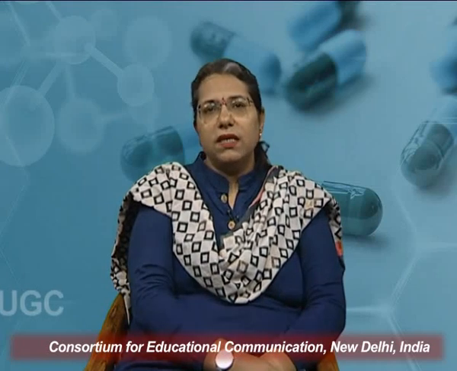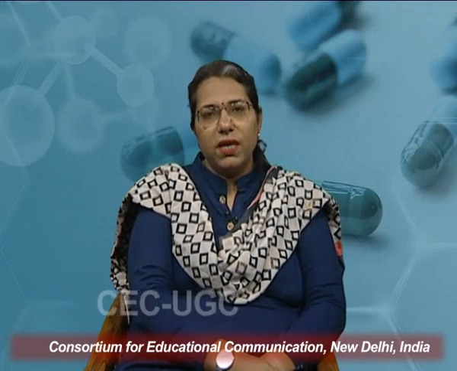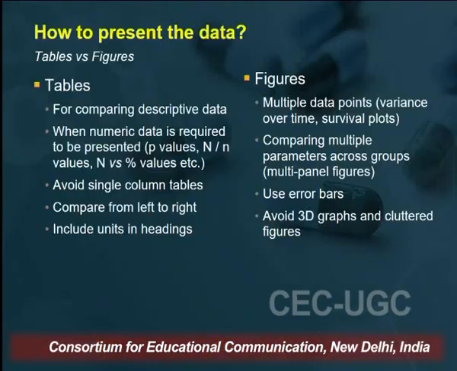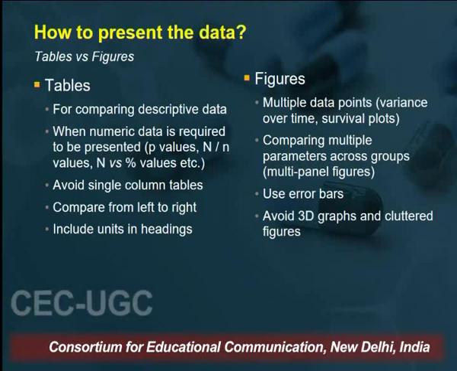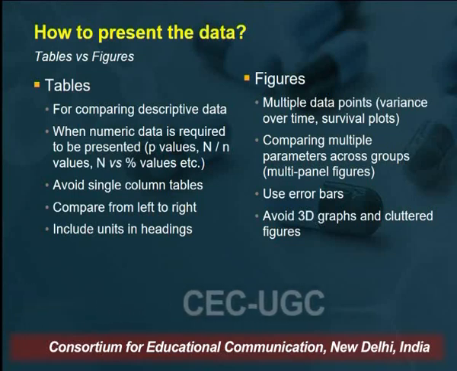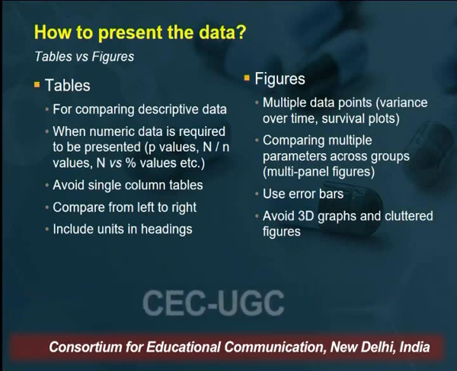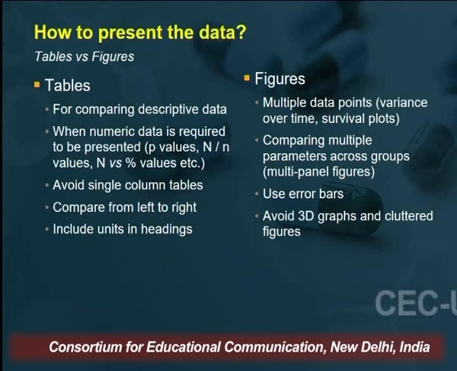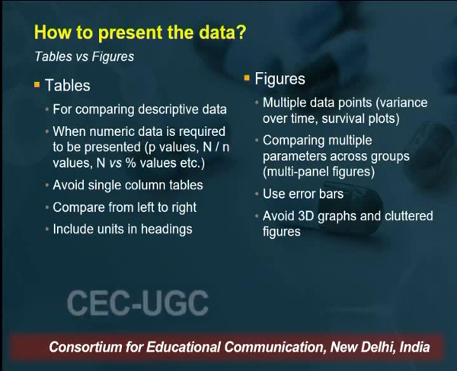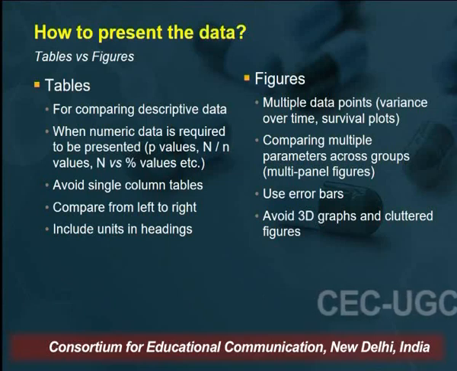And then how to present the data: it can be in tables or a figure format. So what kind of data can be presented as a figure? You have to compare the data. For tables, for comparing any descriptive data, you would go for a table, which would be much easier to understand. And when any numerical data is required to be presented, such as p-values, n by n format, or n versus percentage values, then it is preferable to go ahead with the tabular format to present your data. And avoid single column tables, that is not good.